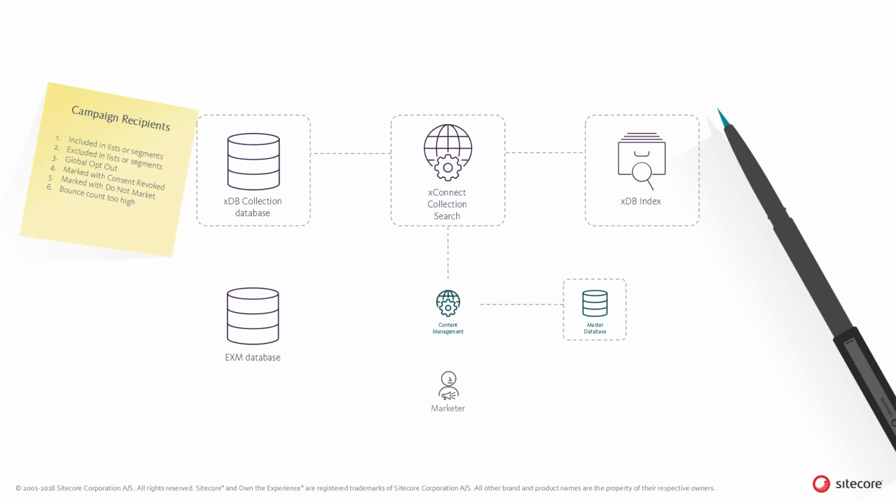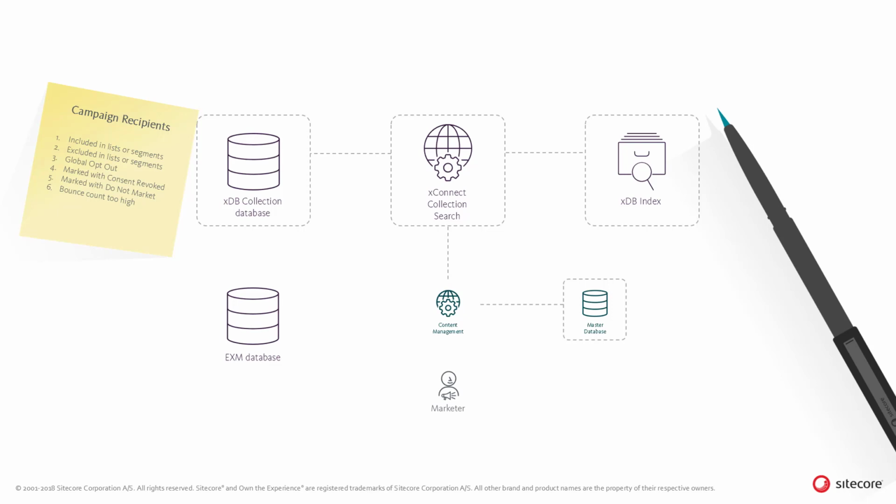Then the xConnect business logic excludes the contacts marked with consent revoked or do not market in the Experience database. These are standard Sitecore flags, which can be set by any application and which say that the contact no longer gives his consent or does not wish to be marketed to. The Sitecore Experience database automatically excludes these contacts to uphold anti-spam and privacy compliance.